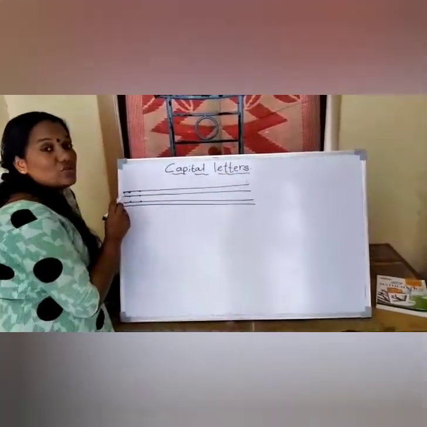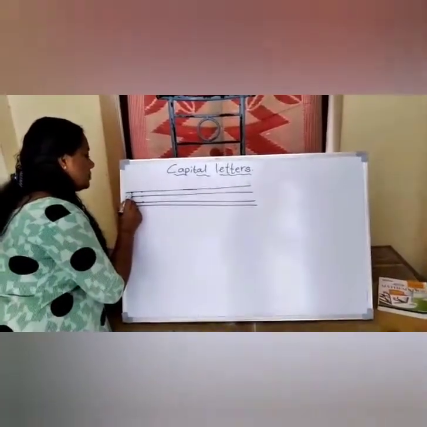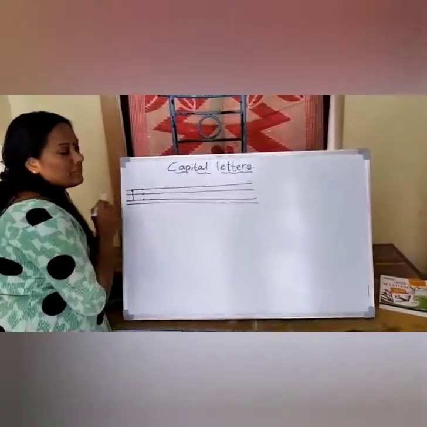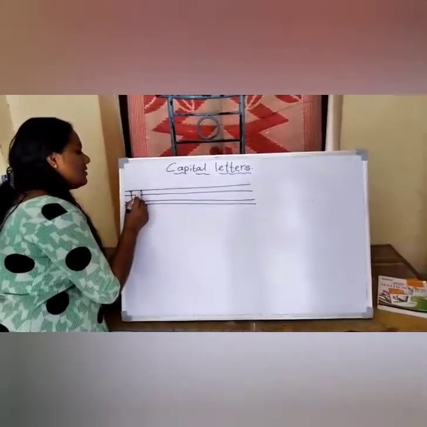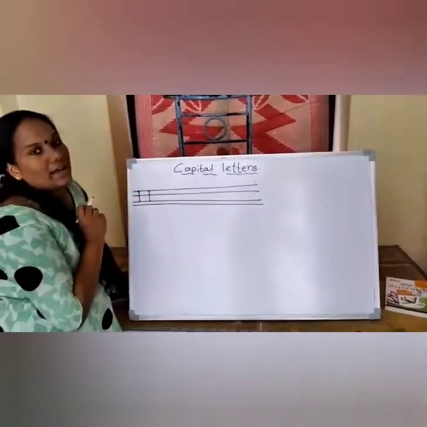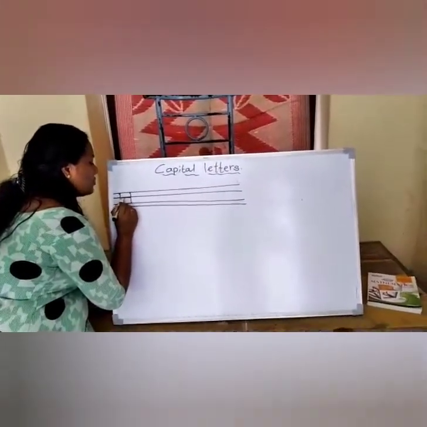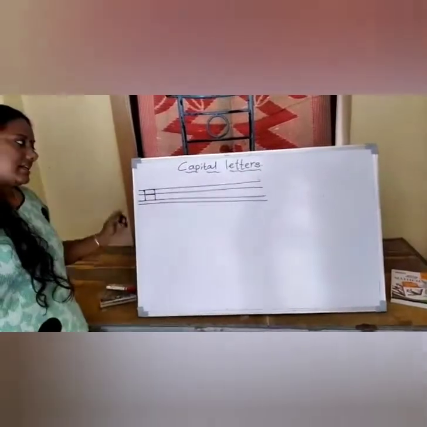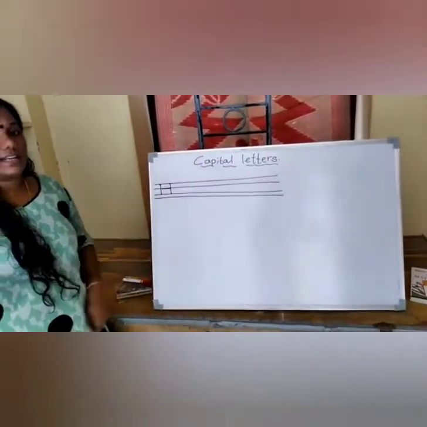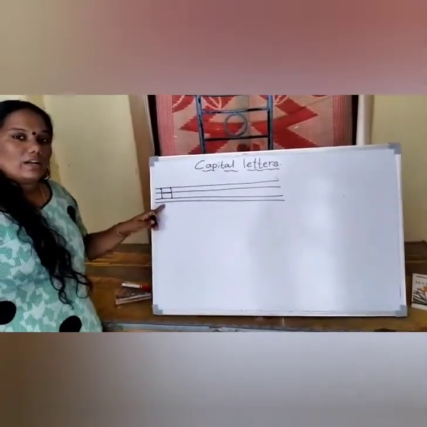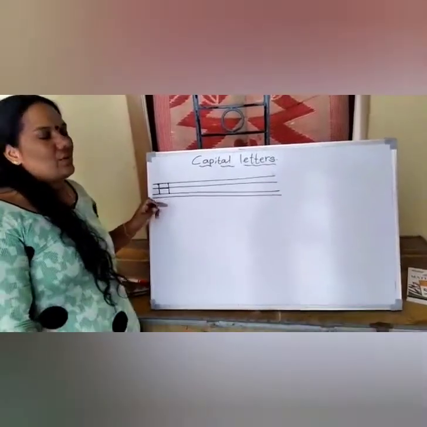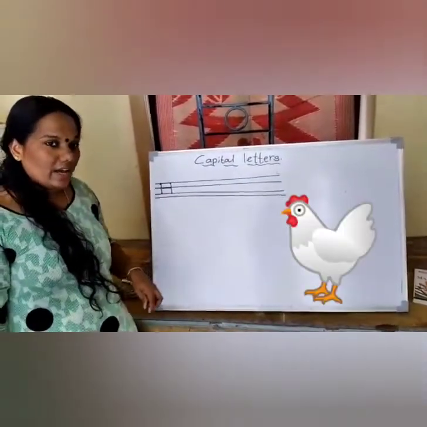We have to join the dots. Up to down one big line. On the right side also, up to down one line. Then in the middle one more small line. We have to join it. Then what is the letter? H. H for what? H for hand. H for hand.